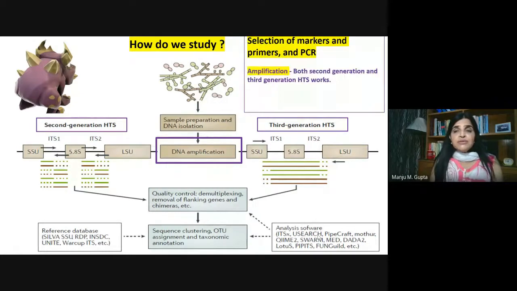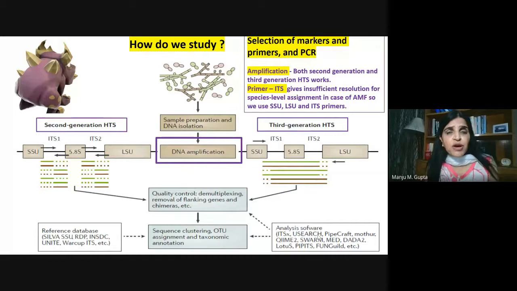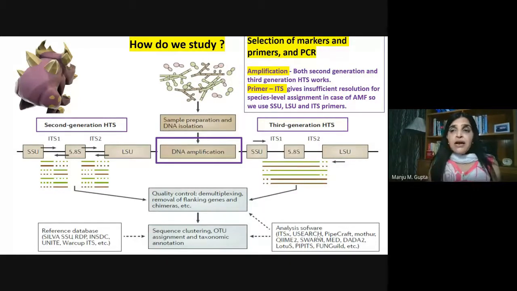The primers, usually for fungi, we use ITS primers, but these ITS primers don't work well with AMF. Why? Because we cannot resolve the organisms up to the species level, only up to genera if we use ITS. But if we use SSU, LSU, and ITS primers together, the fragments of those, it works. And as I showed you in my previous pictures, we could resolve them to the species level when we use these 3 primers.